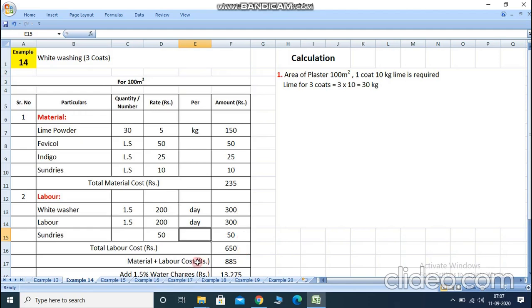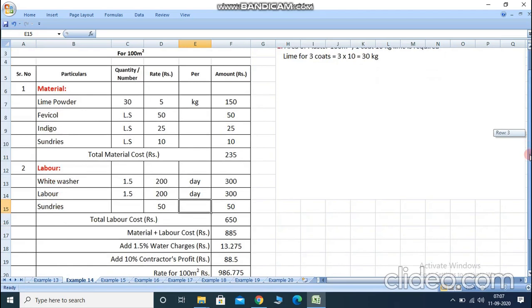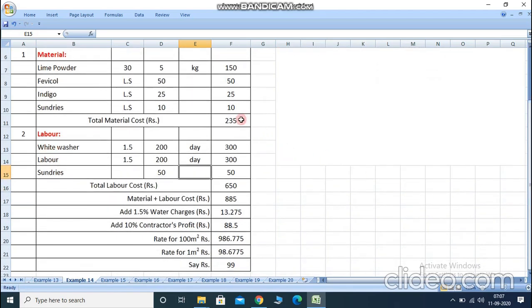Now the summation of the material cost, 235, and the labor cost, 650, gives a total of 885 rupees as material plus labor cost. We add 1.5% water charges, so 885 multiplied by 1.5% gives 13.27. And we include the 10% contractor profit, which is 885 divided by 10, so we got 88.5.